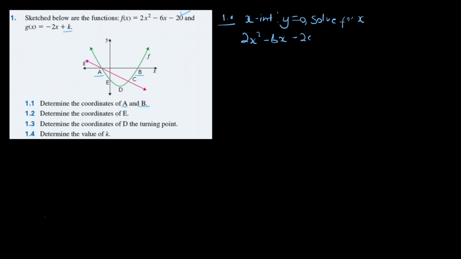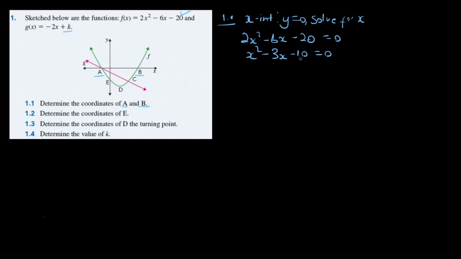To determine the coordinates of A and B, we need to calculate the x-intercept, and to calculate the x-intercept we equate y to 0 and we solve for x. So we'll take the graph of f and equate it to 0, solving for x. We divide throughout by 2, which gives x squared minus 3x minus 10 is equal to 0.